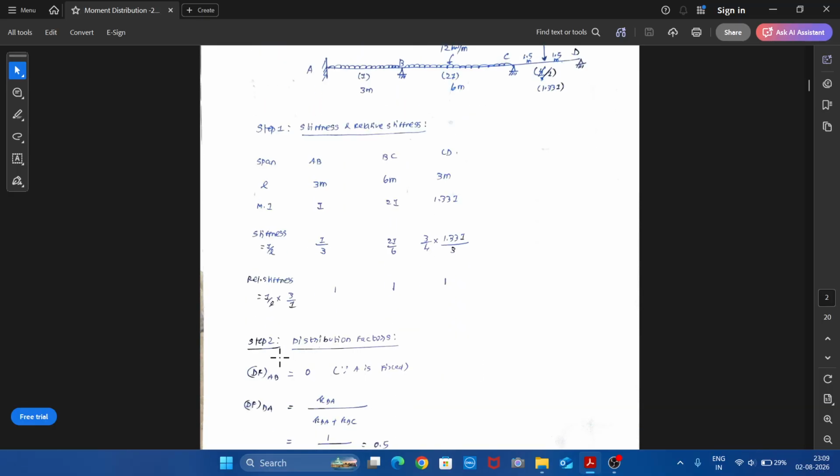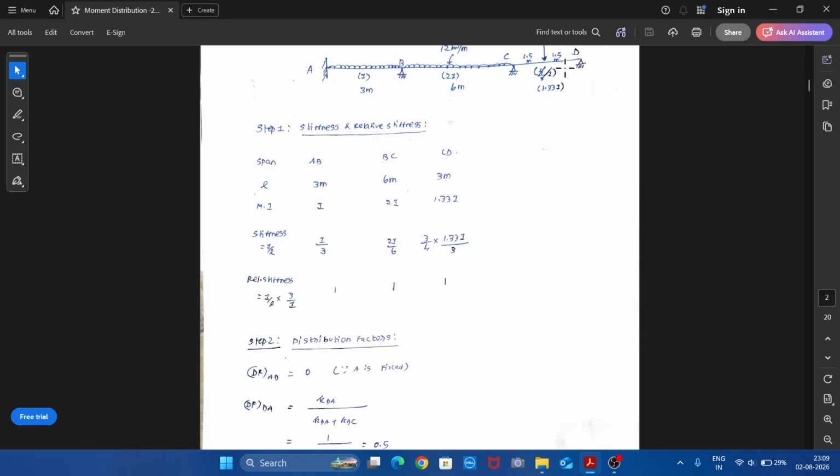Then step 2, distribution factor. Distribution factor dFAB equals 0 since A is fixed. dFBA equals stiffness of this member divided by the sum of stiffness of members meeting at the joint B, that is BA and BC. Therefore, dFBA equals KBA by KBA plus KBC. Similarly, distribution factor BC equals KBC by KBA plus KBC. And distribution factor for CB will be KCB divided by KCB plus KCD. And distribution factor for CD will be KCD divided by KCB plus KCD.